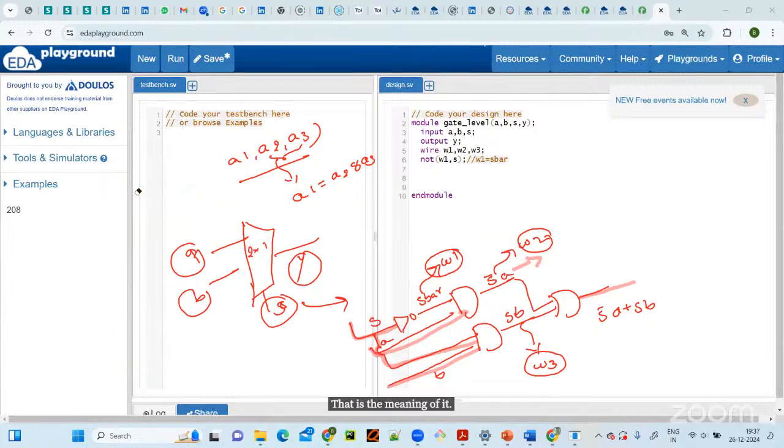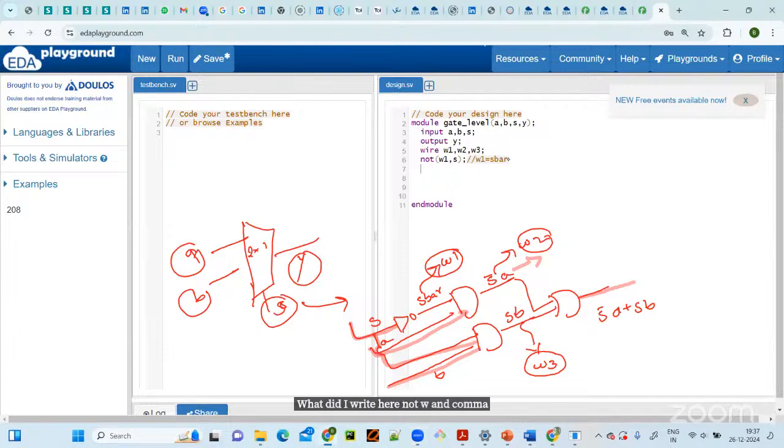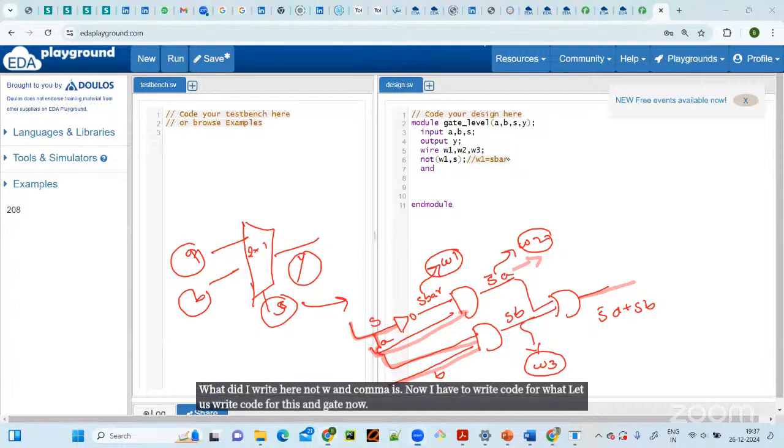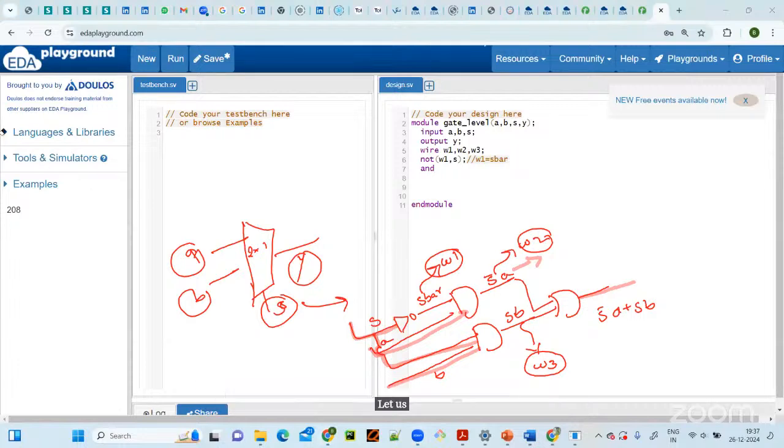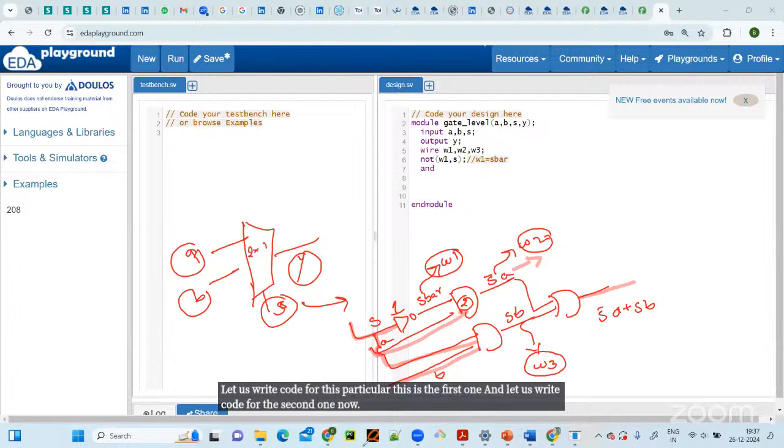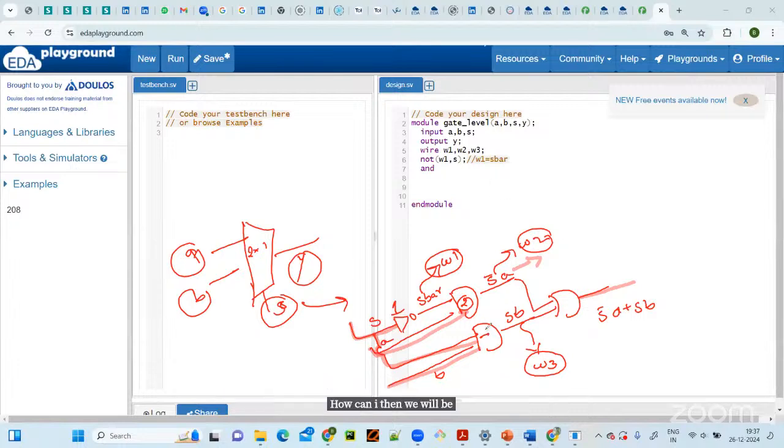So here, what did I write? Not of W1, S. Now I have to write code for what? Let us write code for this AND gate now. This is the first one. And let us write code for the second one now. Then we will be writing for the third one. Now let us write for the second one.